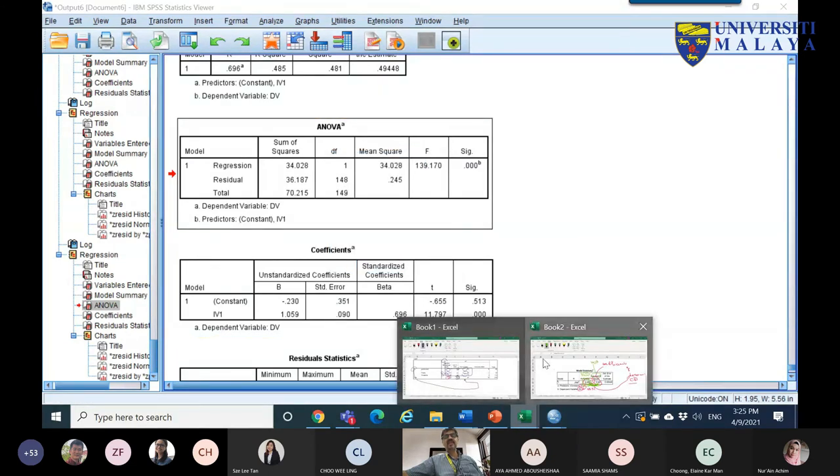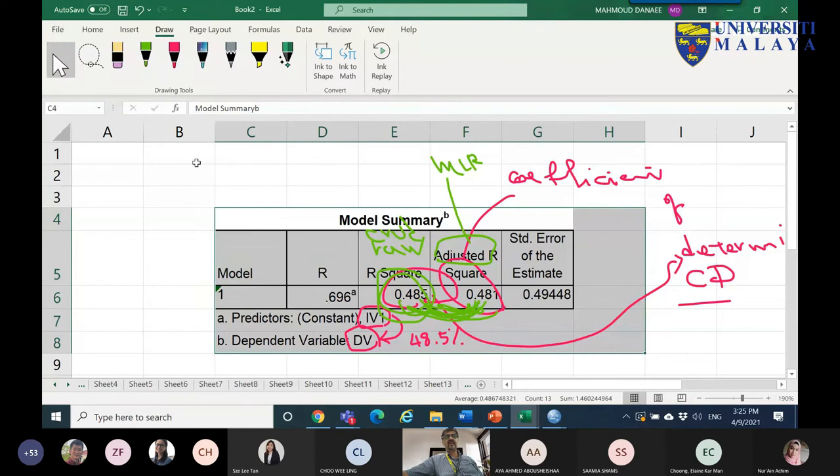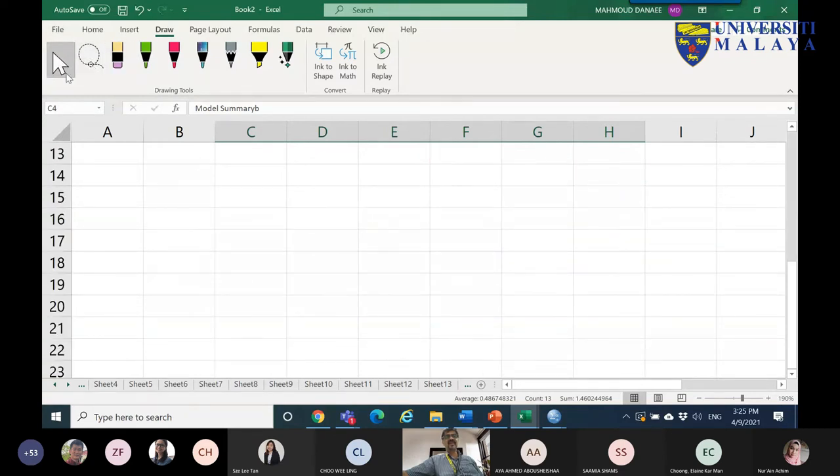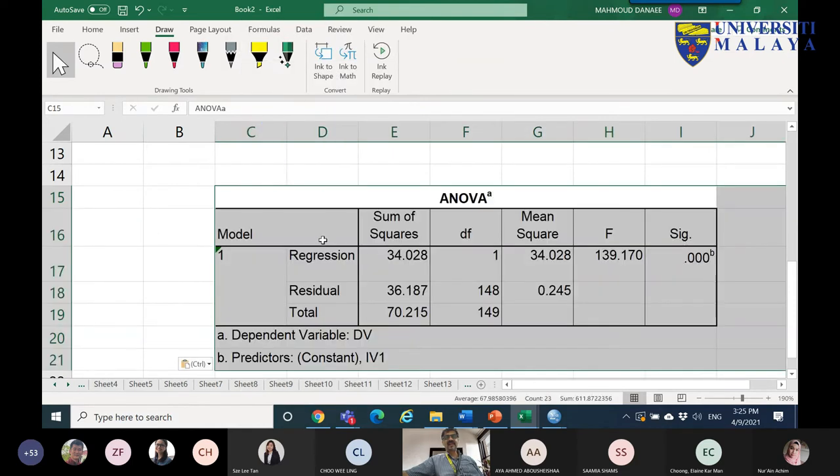So the next table we have is ANOVA. This ANOVA is different from the one-way ANOVA. I had a student who, when he reported his results, the examiner asked him, you did the regression, but why did you report the ANOVA? This ANOVA is not for comparison of means. This ANOVA shows whether the variance explained by the model is significant or not, or whether this changes only because of chance.